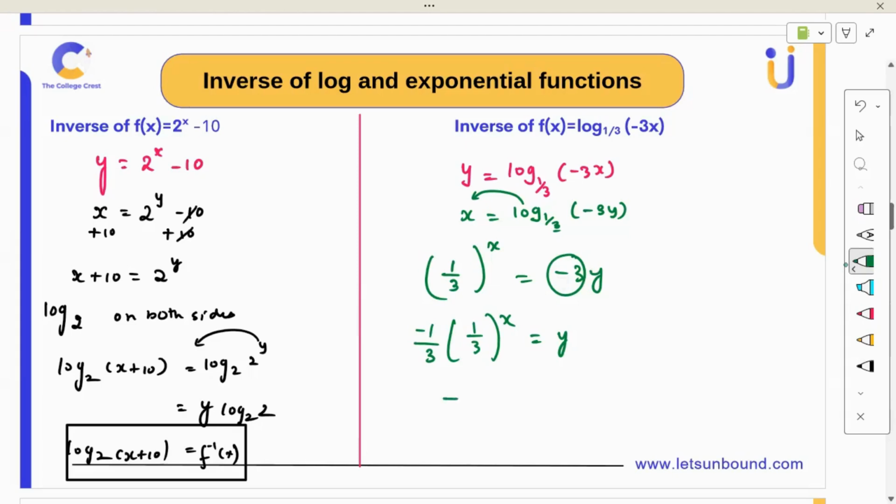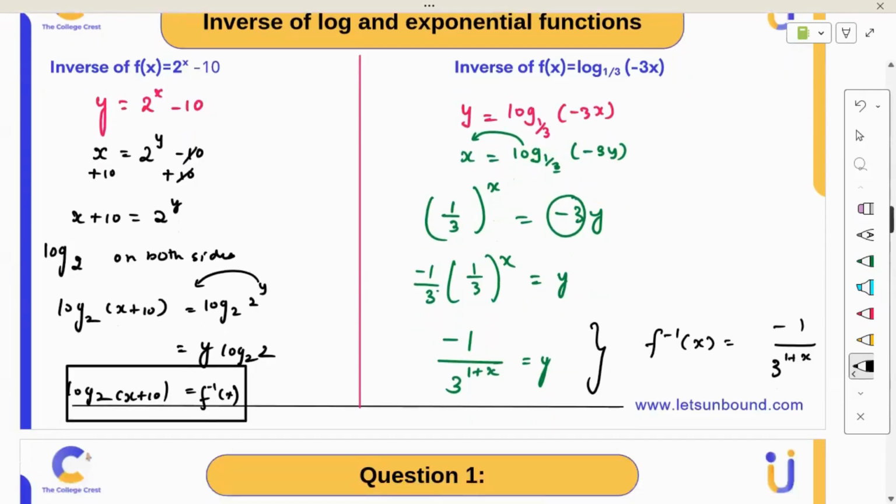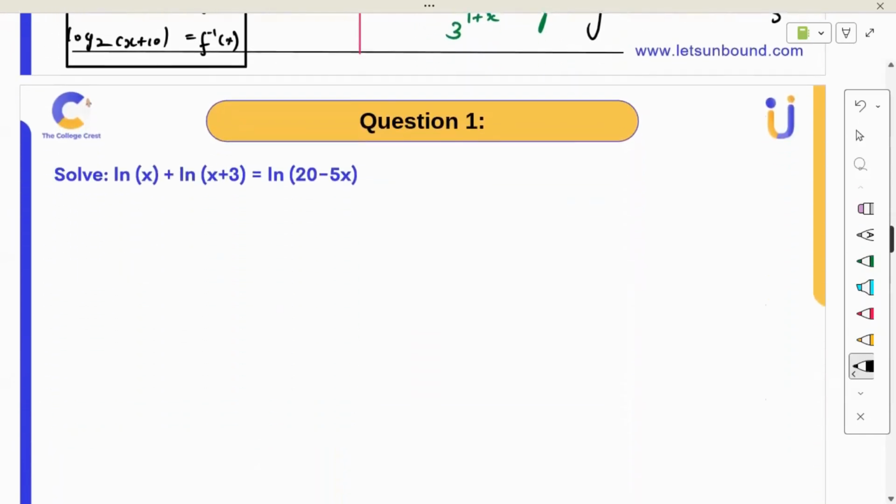Let's simplify this. So minus 1 power x is 1. So it's 1. 3 power here 1, here x. So 1 plus x equal to y. And you can change this y to f inverse of x. Finally, minus 1, 3 power 1 plus x. So this completes this particular one. Now let's solve some questions.